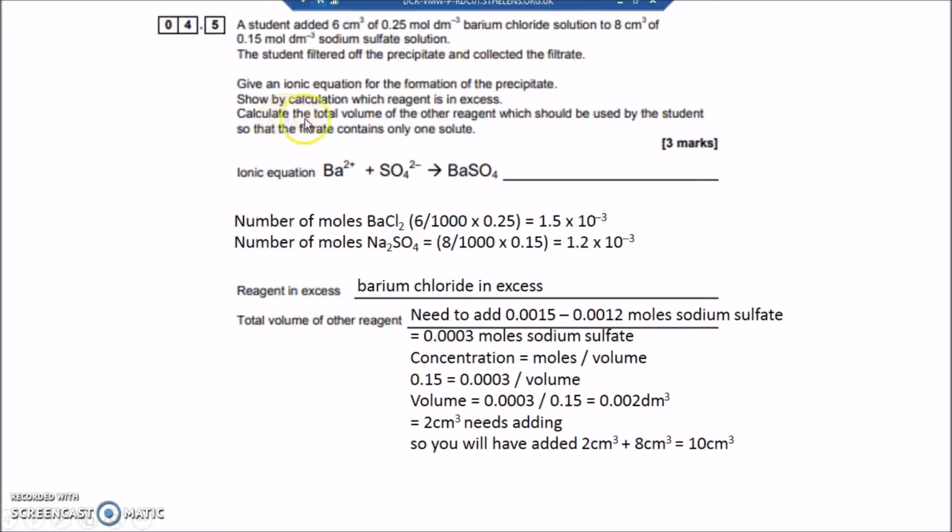Now if you read the question carefully, it says calculate the total volume of the other reagent which should be used. So I've added 8 cm³ of sodium sulfate to start off with. I need another 2 cm³, so you've got to add 10 in total.